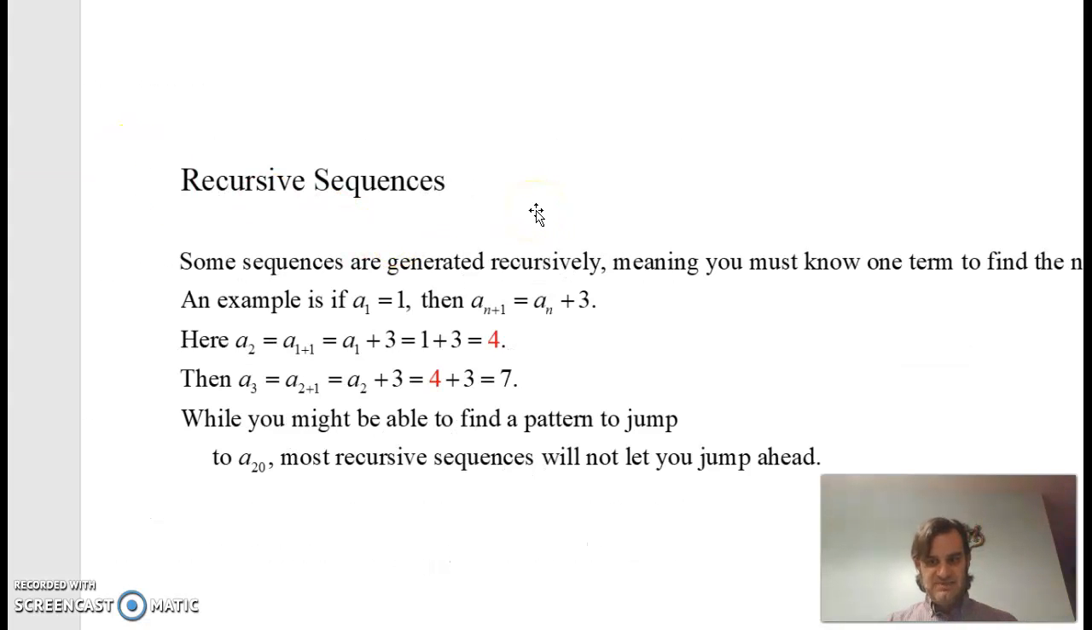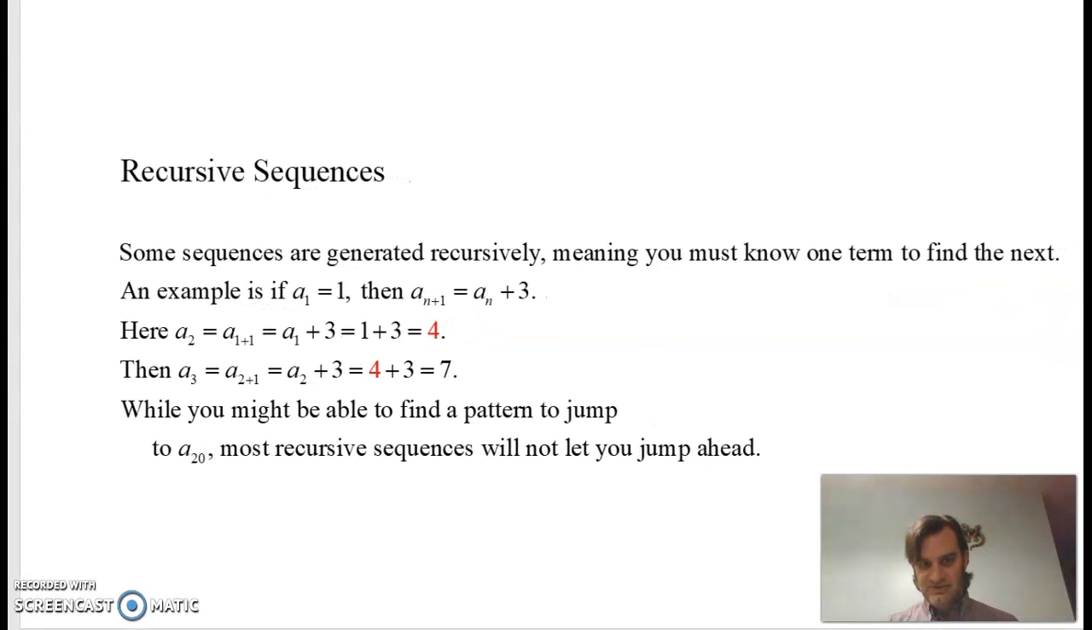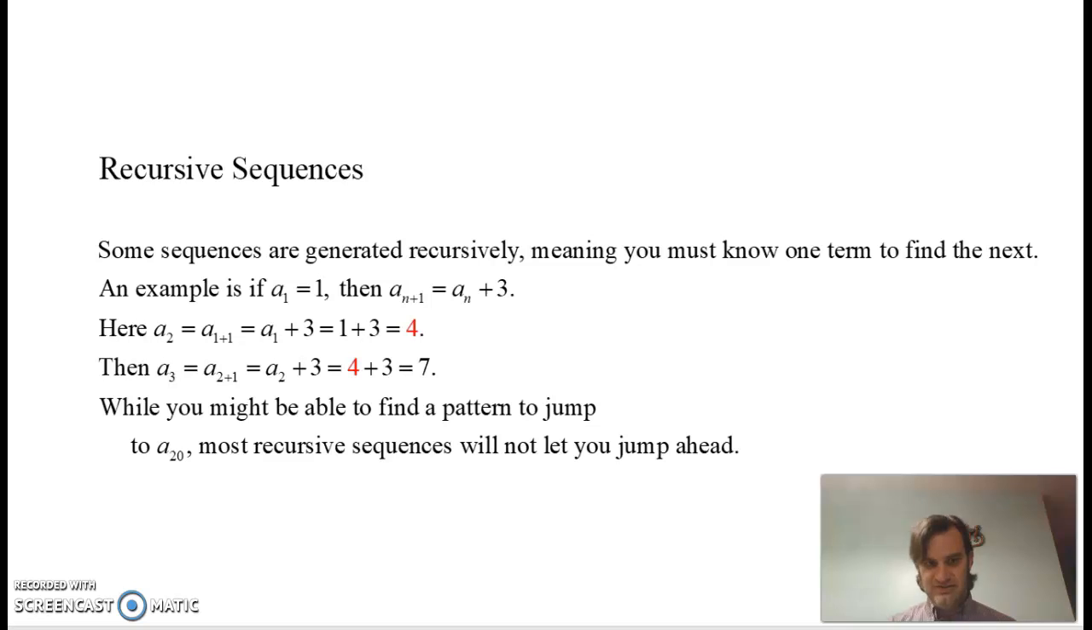So there is another type of sequence that can be kind of useful here. A recursive sequence. We won't use these very much, but it is good to talk about. A recursive sequence, probably the most famous that you may have heard of is the Fibonacci sequence, where you add the previous 2 numbers to get the next number.